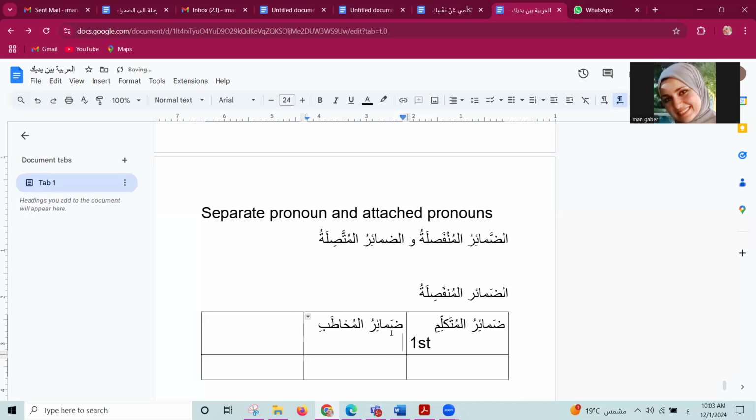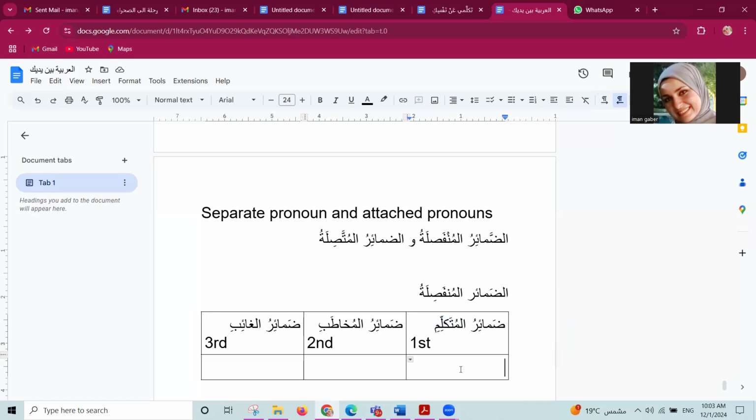Okay, so the second category is ضمائر المخاطب, which is the second person pronoun, of course. And the third person pronouns are ضمائر الغائب, the third person pronoun. So المتكلم in Arabic means the speaker. So these are the pronouns that refer to the speaker.